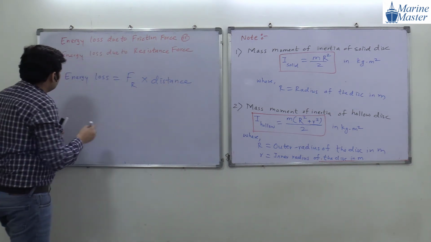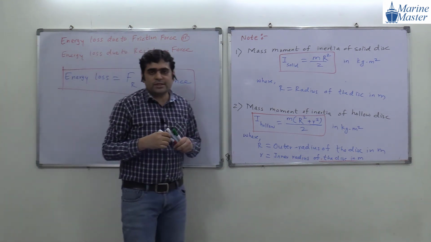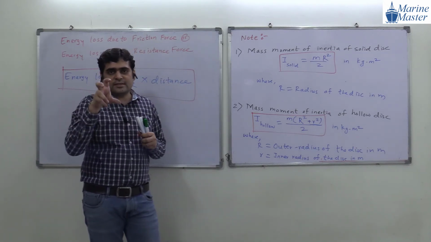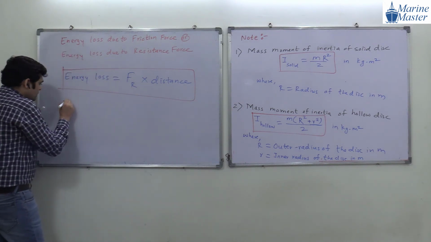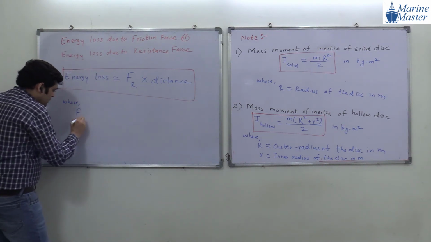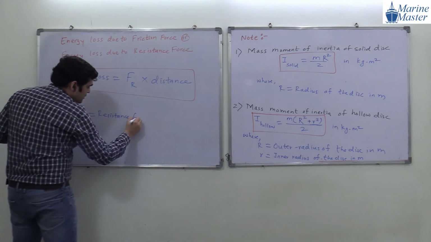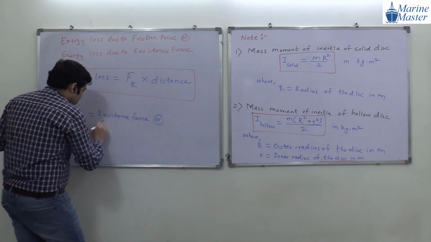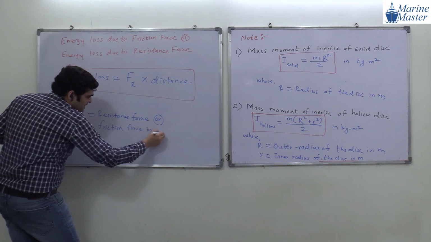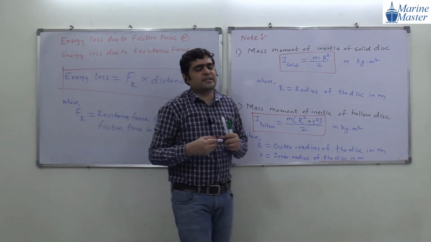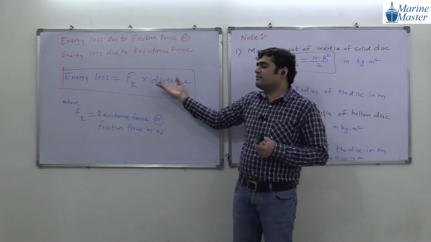Okay, everyone getting my point? So energy loss will be equal to what, guys? Resistance force or friction force into distance. Where F_r stands for what? F_r means resistance force or friction force in Newton. Whatever work we are going to do against a resistance force or friction force, that work is not recoverable to us. So that will be our energy loss.